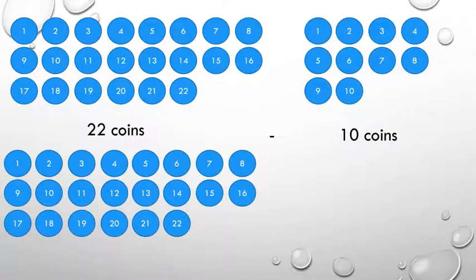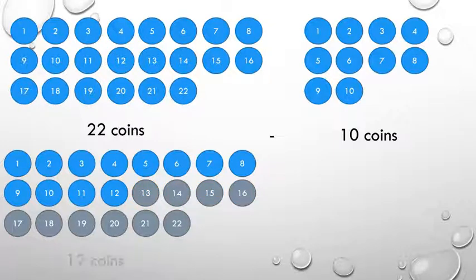Now let's move to real numbers, to coins. For example, we have here 22 coins and 10 coins. We subtract 10 coins from 22 coins. So I just placed here again 22 coins. So if we subtract 10 coins, that's 1 coin, 2 coin, 3 coin, 4 coin, 5 coin, 6 coin, 7 coin, 8 coin, 9 coin, 10 coins.